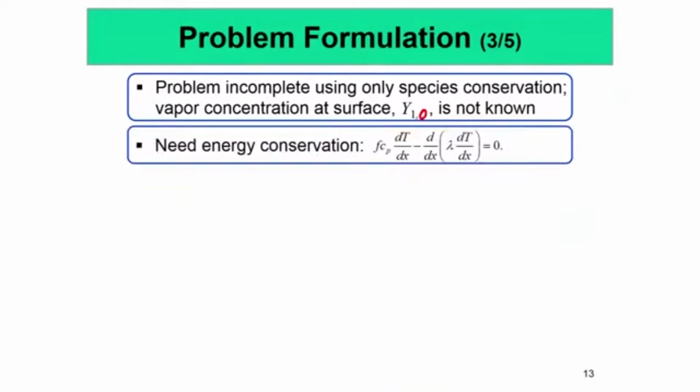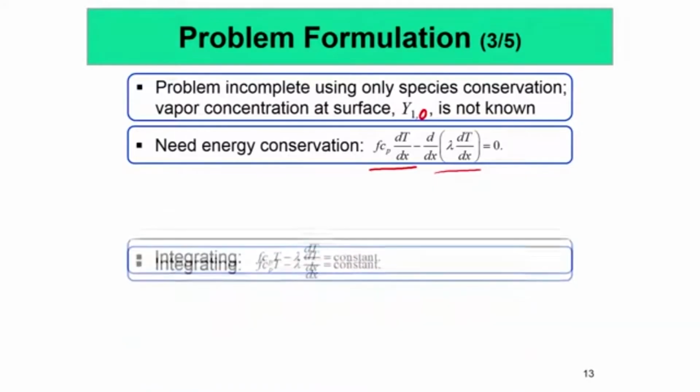Okay. So, we need to know y10, and essentially we need the energy conservation, which is nothing but rho u Cp dT/dx minus d/dx of lambda dT/dx. Of course, we do not have a right hand side in either of these cases, because there is no reaction. Neither in the species conservation equation nor in this one do you have any right hand side, because there is no reaction.